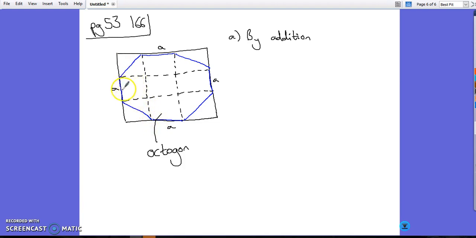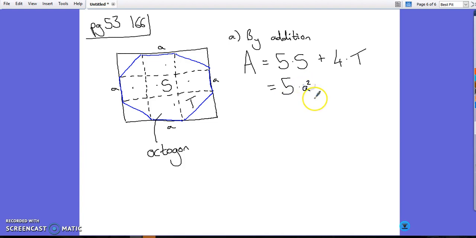So first of all, we need to find this area by the addition of the different elements. So we have squares. We have 1, 2, 3, 4, 5 squares that are all the same, and then 4 triangles. So let's call the squares big S and the triangles big T. So the overall area is going to be 5 times S, the area of each of the squares, plus 4 times T, the area of each of the triangles. So S is quite easy to figure out, because they're squares and they have side length A, we can have 5 times A squared, or 5A squared.